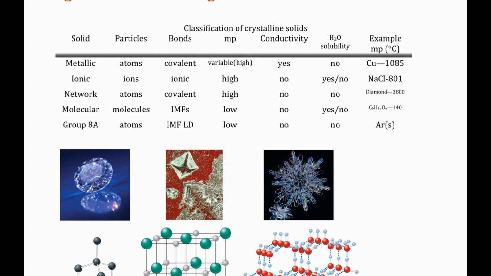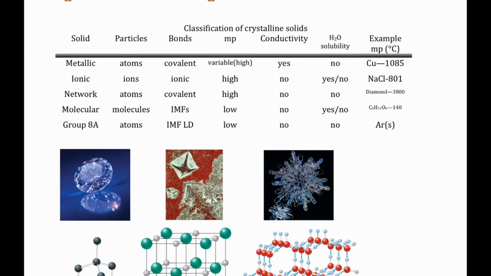Molecular solids, those would include ice, sugar, dry ice, solid CO2. What we have in a molecular solid are molecules that are held together by IMFs. We know IMFs in comparison to the ionic and covalent bonds are much weaker. So molecular solids have low melting points. They don't have mobile charges, so no, they are not conductors. They might be soluble in water if they're polar, or not if they're nonpolar.